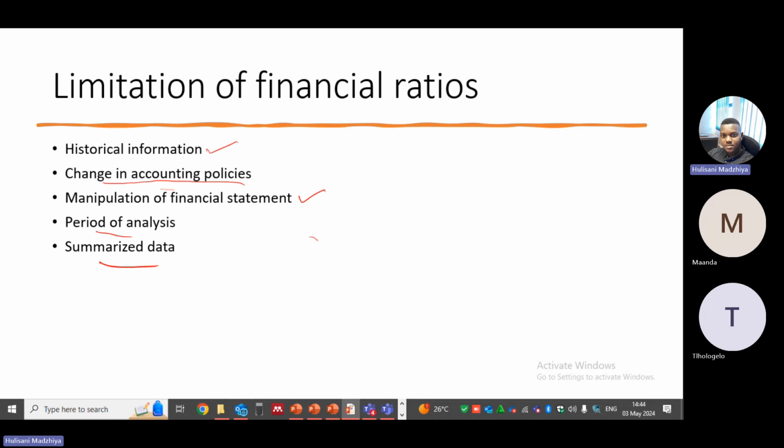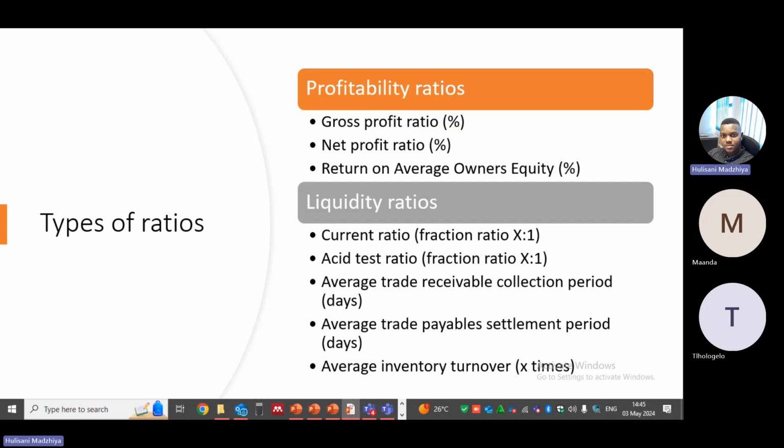So that's another limitation it also gives to the financial ratios, because financial ratios use summarized data that does not give much detail on what happened during the year in that company. And this now brings us to types of ratios.